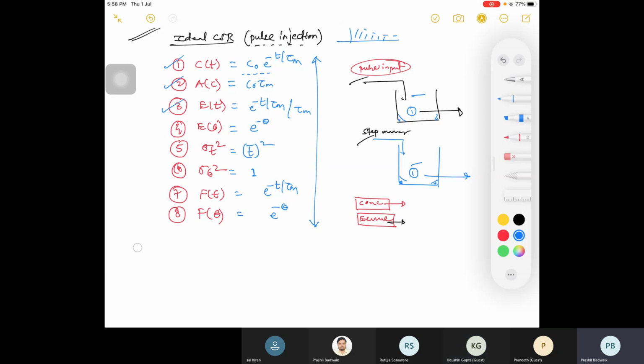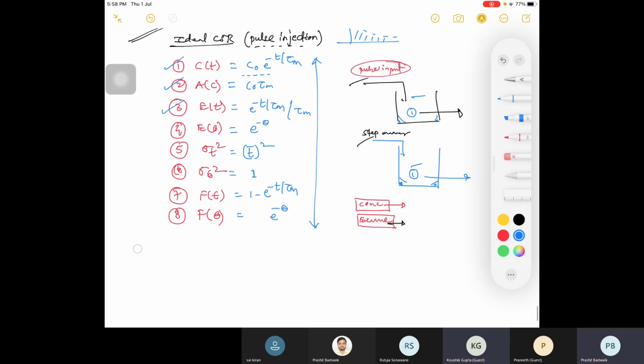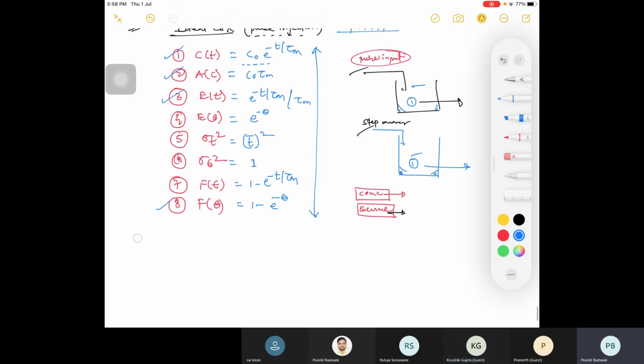Then you have F of t and F of theta. What is F of t? It is 1 minus e power minus t by tau m. It is your cumulative distribution function. And this is the normalized one, that is 1 minus e power minus theta. So I hope you know how to draw the graph of this.